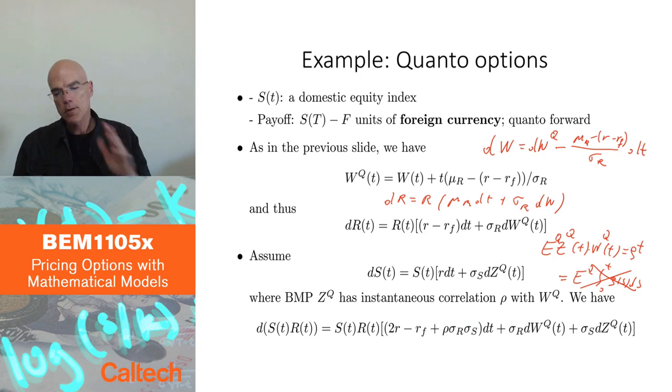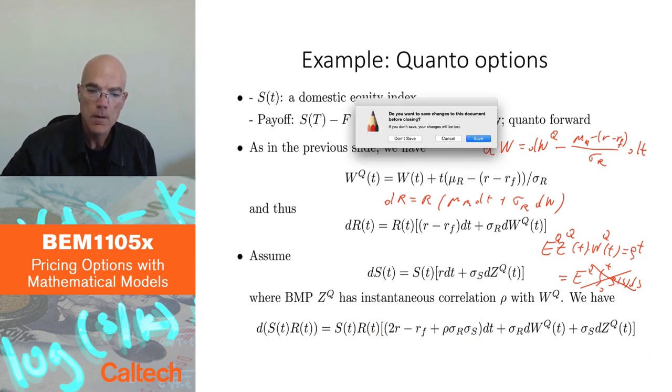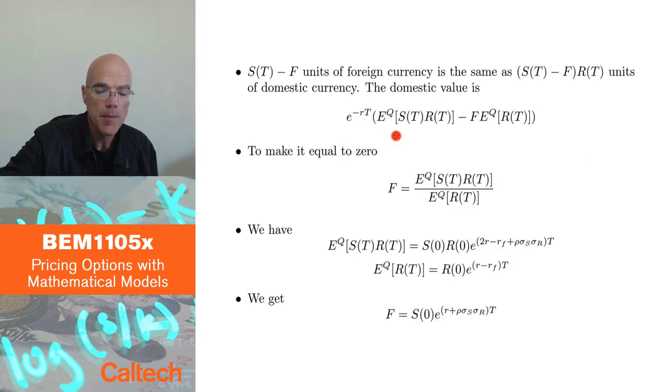Fine. Now I am close to being ready to compute everything. I have my Q dynamics for R and I have my Q dynamics for S times R. And then I go to price this payoff. It's in dollars. The value is going to be discounted in dollars. It's going to be the discounted expectation under Q of that payoff. I split it into two parts, two expectations.